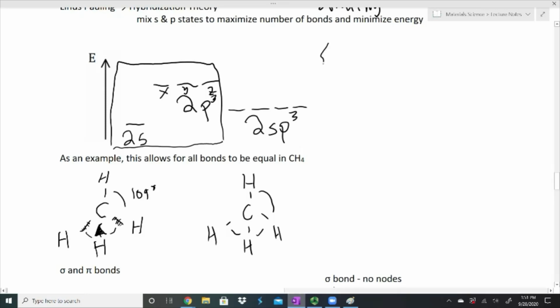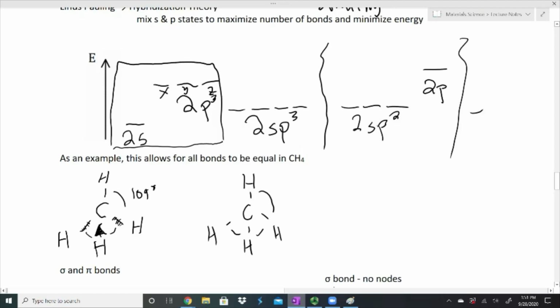I could look at one and say, well, what if I only wanted to bring 3 of those levels down? Well, I could have a 2sp2, and then I could have my last 2p. Or I could bring maybe just 2 of them down, and I could have a 2sp, and then my last 2 p's up here, 2p2.